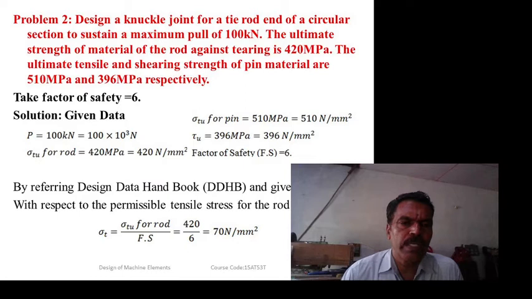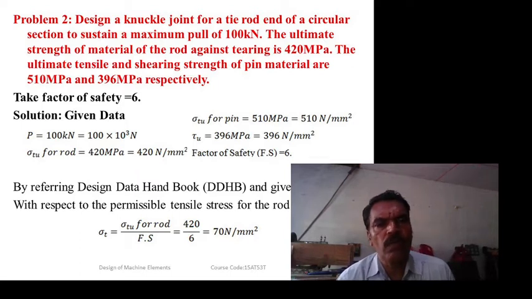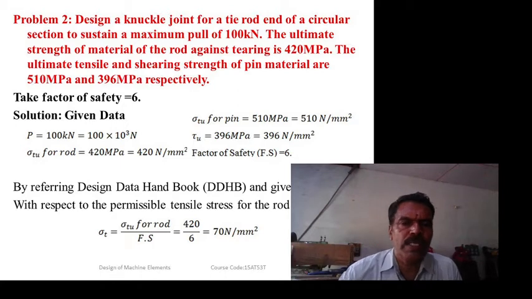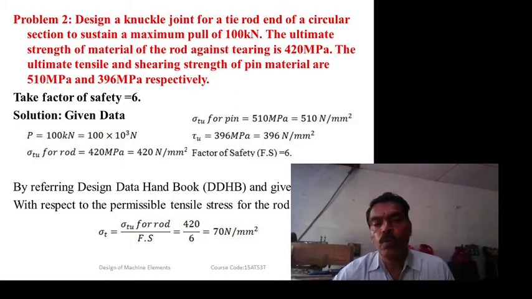So P is equal to 100 kilonewton, therefore 100 kilonewton means 100 into 10 raised to 3 Newton. Sigma t ultimate for the rod is 420 megapascal, that is 420 Newton per mm square, and the factor of safety is also given in this problem. That is a very important thing.